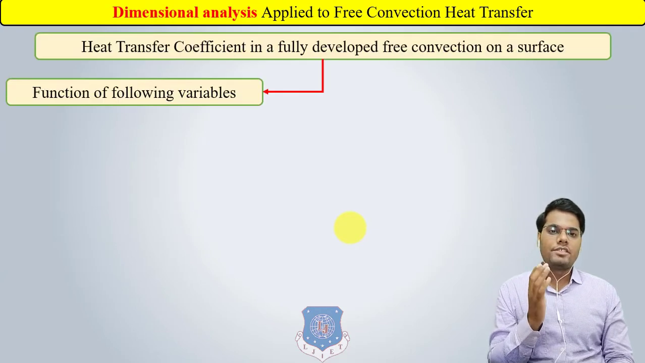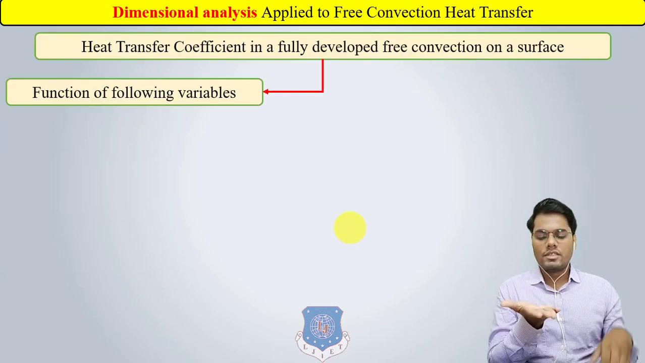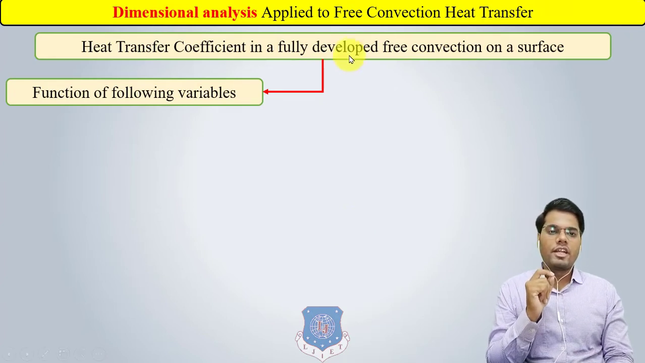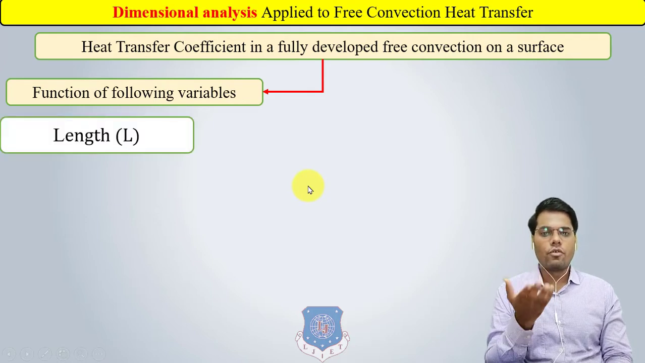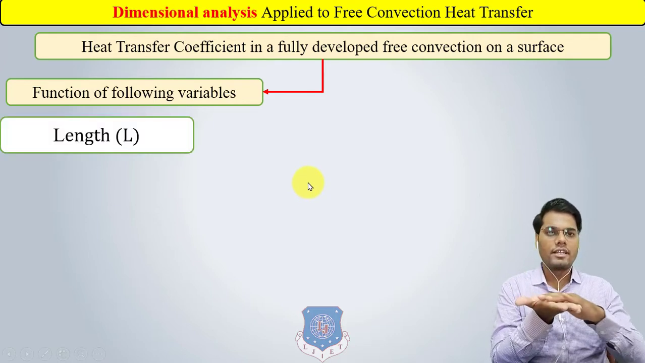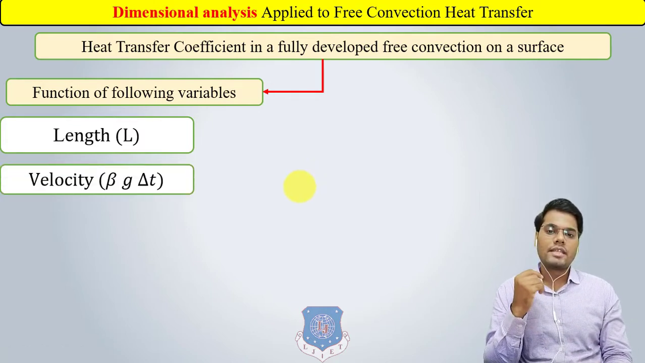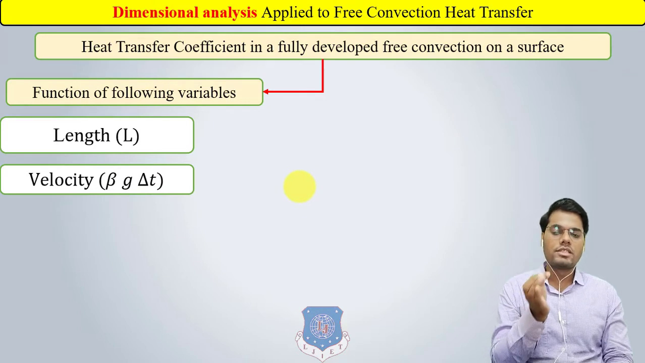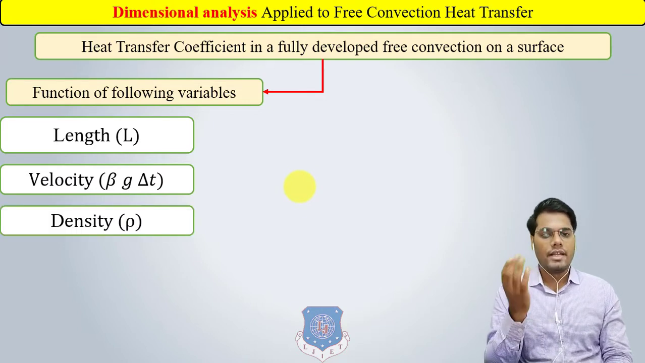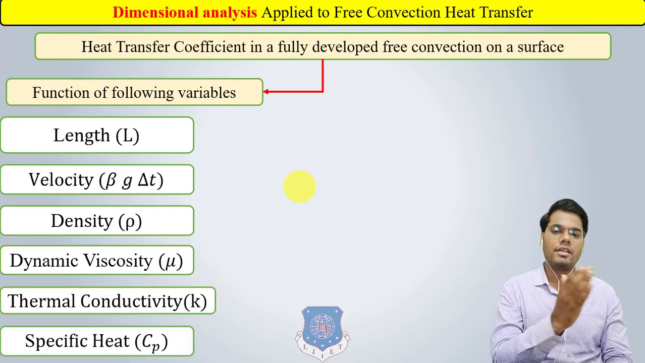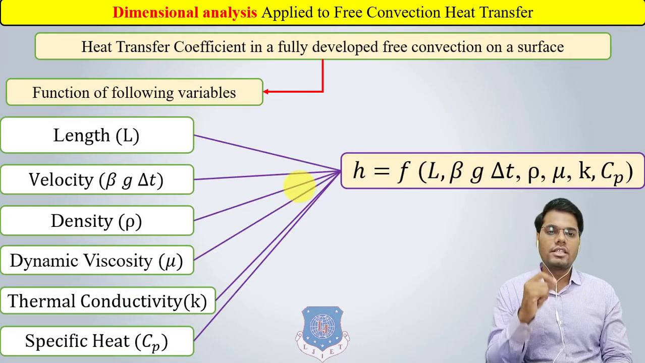So if we apply dimensional analysis for free convection, let's say on a free surface, the convective heat transfer coefficient depends on the following parameters. First is the characteristic length of the surface from which free convection takes place. Second is velocity; for free convection, the velocity factor is beta g delta T. Then the density of the fluid, dynamic viscosity of the fluid, thermal conductivity of the fluid, and specific heat of the fluid. So h in the case of free convection is a function of L, beta g delta T, rho, mu, k and Cp.